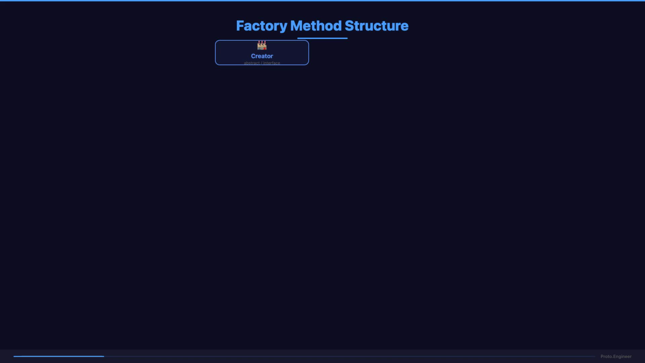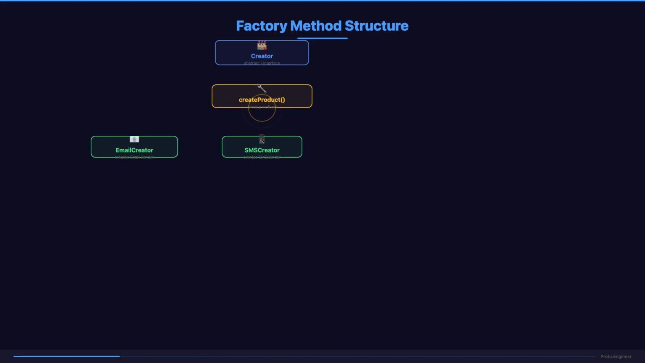First, the creator. This is an abstract class or interface that declares the factory method. The factory method returns a product interface. Second, the product interface. This defines what all created objects must be able to do. In our case, a notifier interface with a send method. Third, concrete creators. Each creator overrides the factory method to return a specific product. Email creator returns an email notifier. SMS creator returns an SMS notifier. Push creator returns a push notifier.